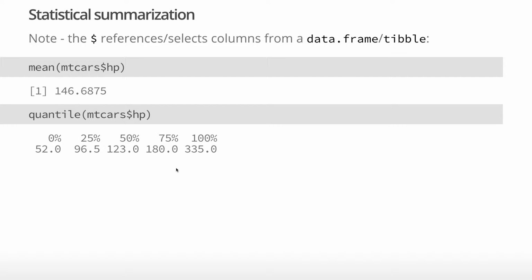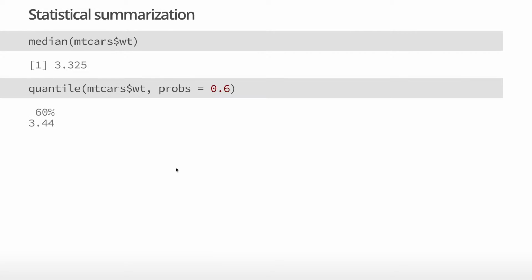Now, the fact that that is not NA means I know that there are no missing values in that vector. I know there's no values missing in horsepower. So quantile of mtcars$hp gives you the min, max, and the IQR and the median. That's what it gives you by default. Again, you can use median, which gives you the median weight.